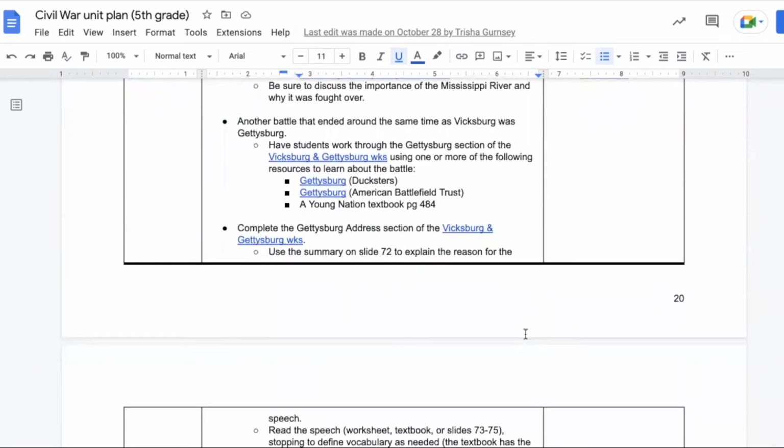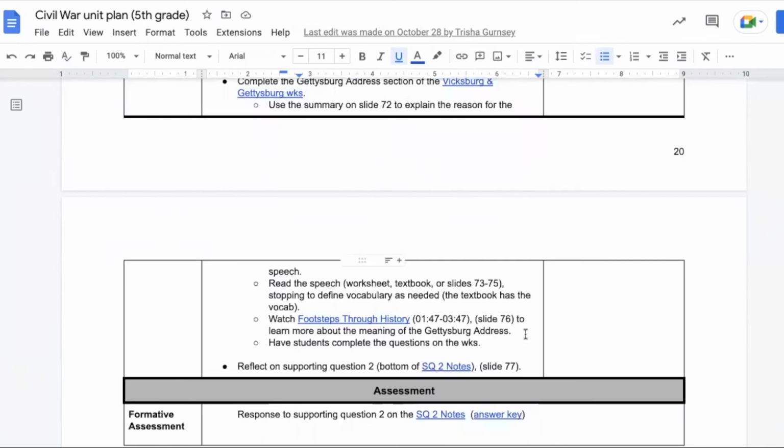Gettysburg happened around the same time as Vicksburg, and there's some informational resources here to use to learn about Gettysburg. We'll also want to take a look at the Gettysburg Address and discover its meaning. Make sure that students understand the basic message of the Gettysburg Address, but do not feel the need to go very far in depth, as students will learn about this again in 8th grade.